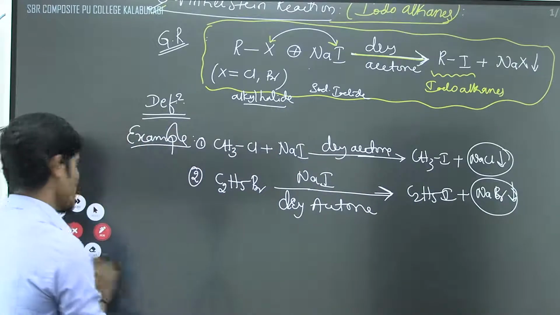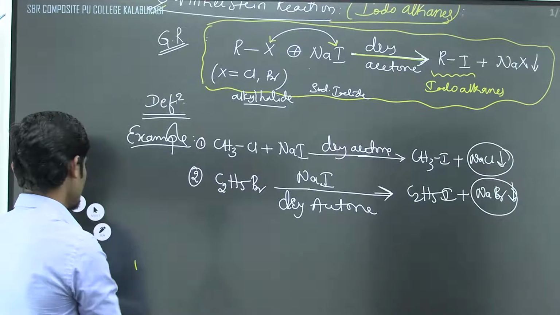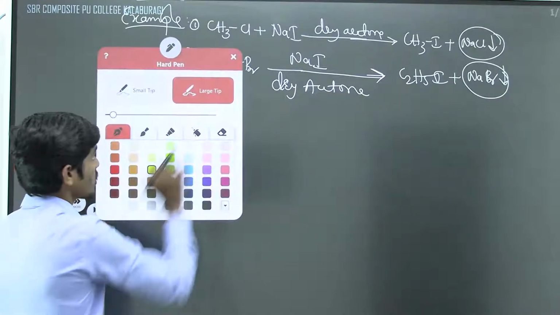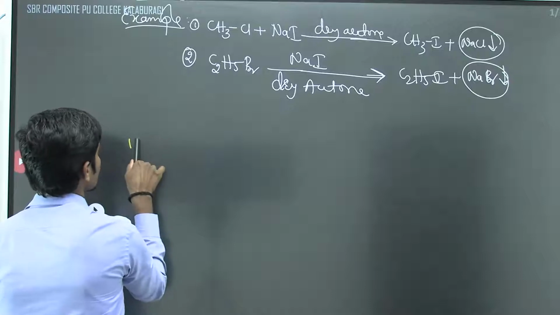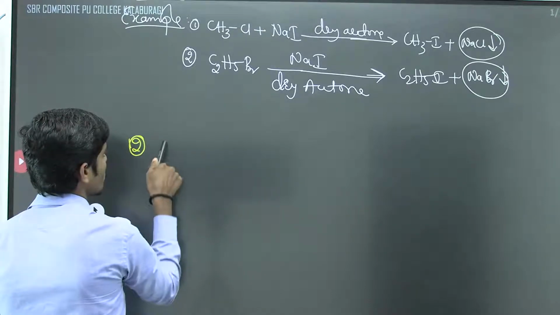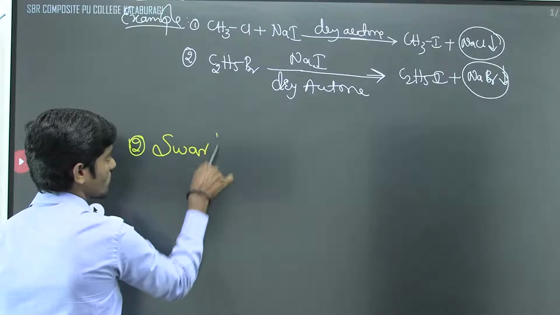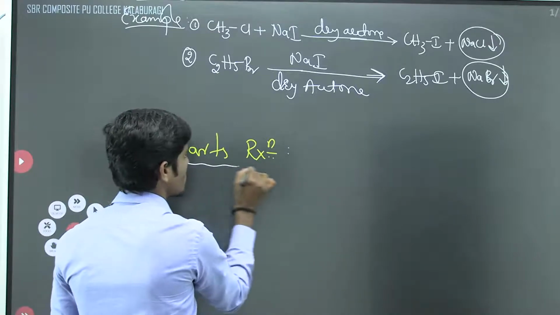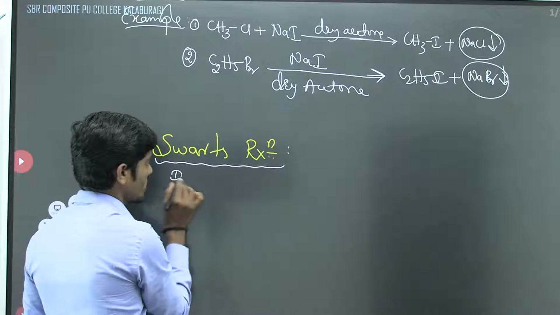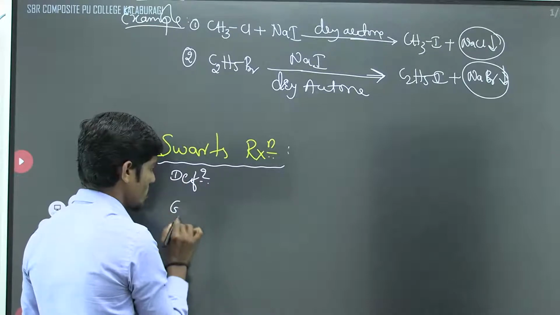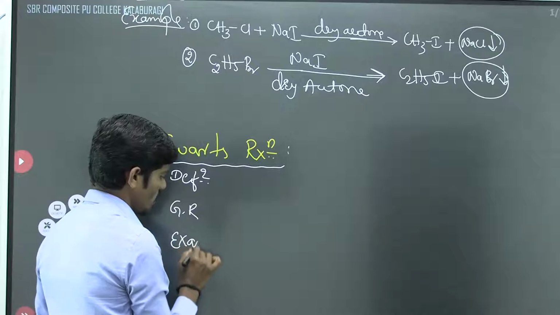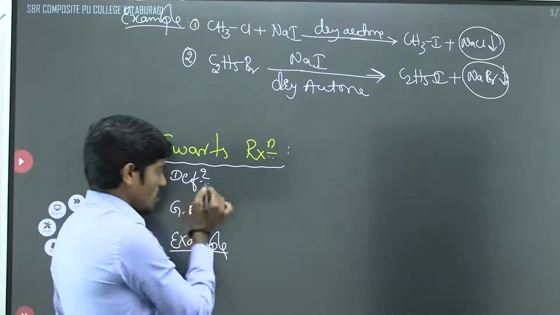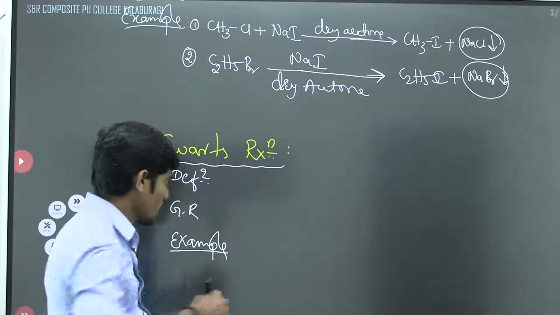This is the first reaction, whereas the second reaction is Swarts reaction. In halogen exchange, the first one is the Finkelstein reaction, whereas the second one is the Swarts reaction. In this Swarts reaction, the same format: first point is definition, second point is general reaction, and then example.